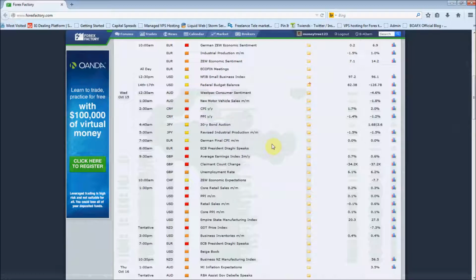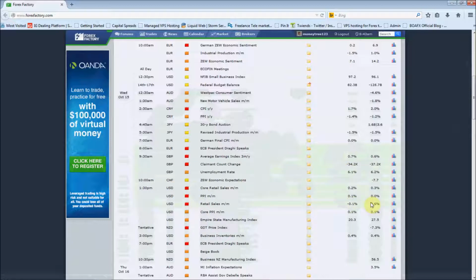The pound, we've got the average earnings coming in, key to the economy to see how the underlying employment status is of the country. If it comes in higher, it shows that the quality of jobs is better. So this could be a point where we do get a rally on the pound. Employment claimant count change as well. Also related to employment. 1:30 we've got the US dollar core retail sales.